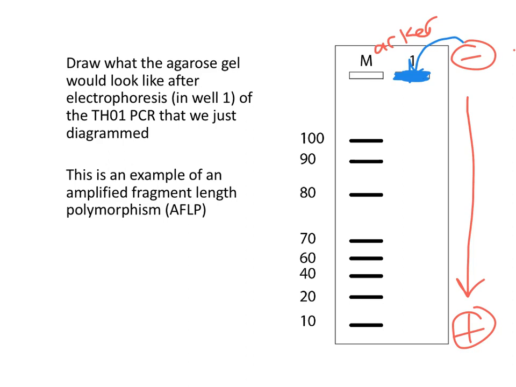We just predicted what the band sizes or what the DNA PCR products were going to be from this PCR. It was 72 and 76. So we'd expect one band that's close to 70, that would be the 72, and something that's right there.